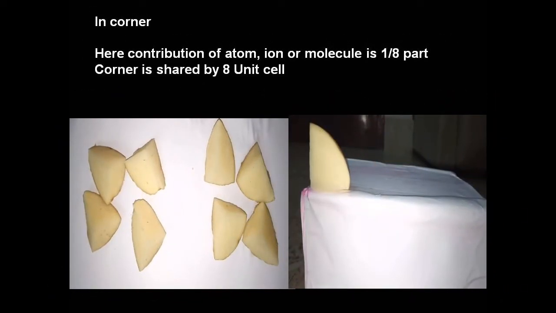Next we are going to see the contribution of atom in corner. Once again I cut the potato into 8 parts. I put one of the parts in the corner. Here we get the full form of atom, means how many unit cells do we have to share? 8 unit cells. So that only we get the full form of atom. So here the contribution of atom in corner is 1 by 8.